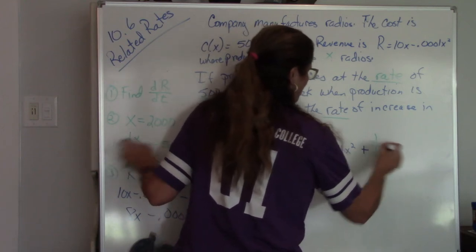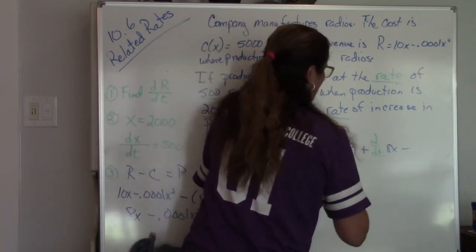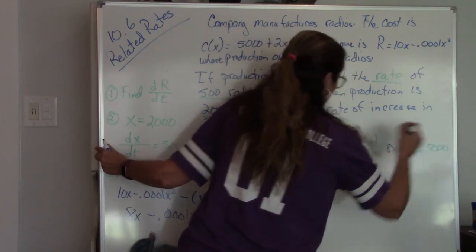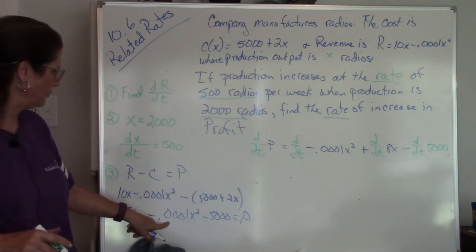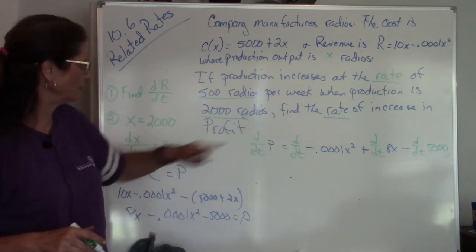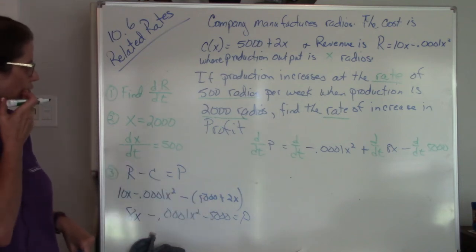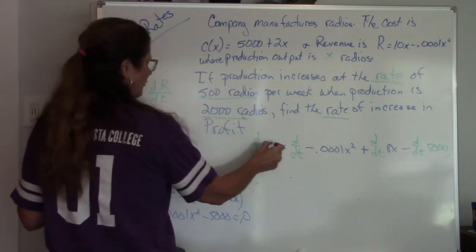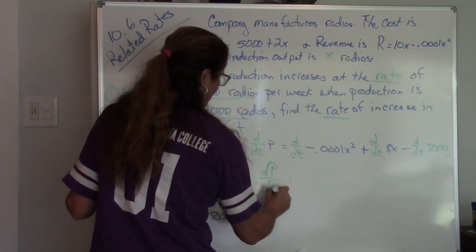plus the derivative in terms of time of 8x minus the derivative in terms of time of 5,000. Okay, so all I did is I'm putting it in descending order. So the negative 0.0001 x squared is first, and then 8x is second, and then minus 5,000 is third. Okay, implicit differentiation. Derivative of profit in terms of time is dP/dt.